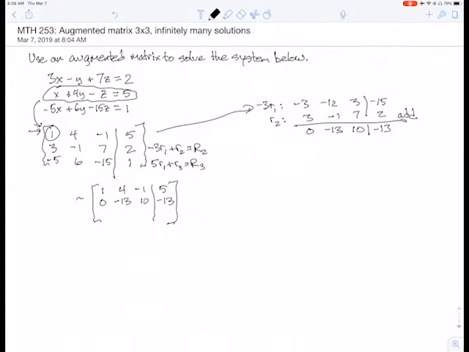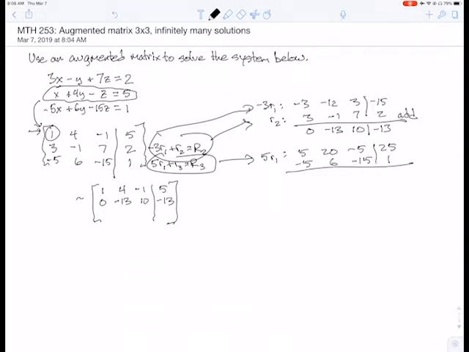I will now figure out my new third row. So 5 times row 1 will be 5, 20, minus 5, 25. And the original row 3 is minus 5, 6, minus 15, and 1. So when I add those, I'm going to get 0, 26, minus 20, and 26. And that's my new row 3: 0, 26, minus 20, and 26.